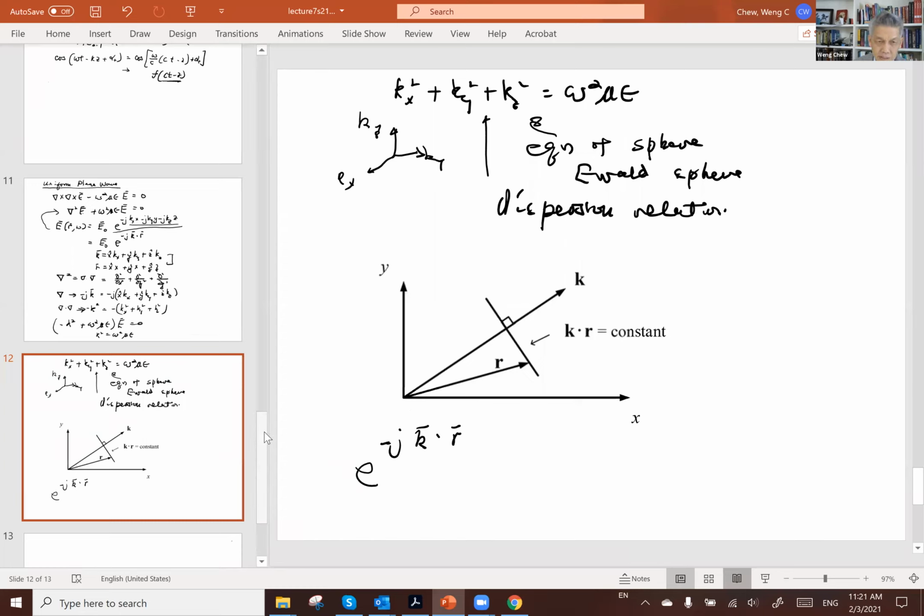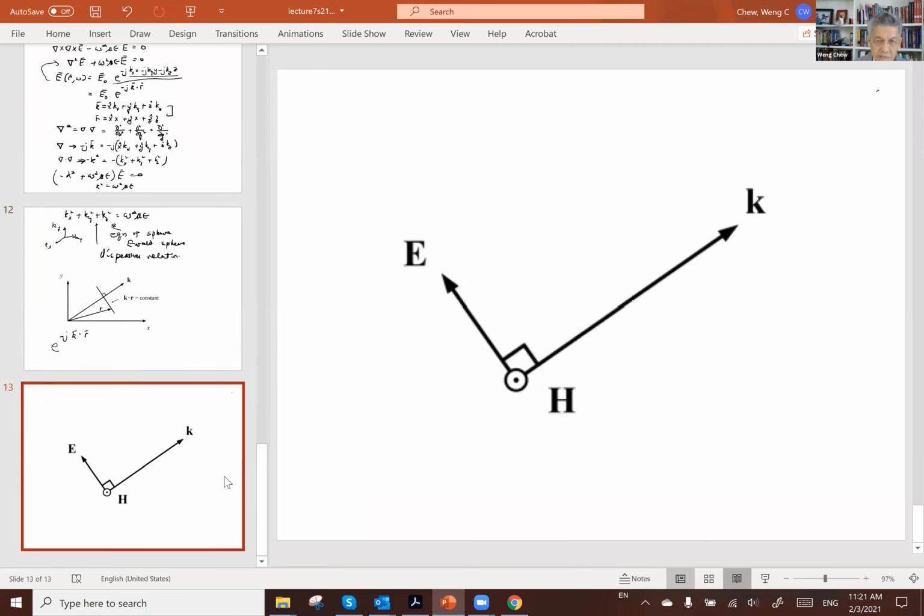And you can further show that the electric field, the magnetic field, and the k vector have to be orthogonal to each other, and they will have a system that looks like this. I will write this out in greater detail in the lecture notes so that you can read about this, and I will not talk about it so much in this lecture.